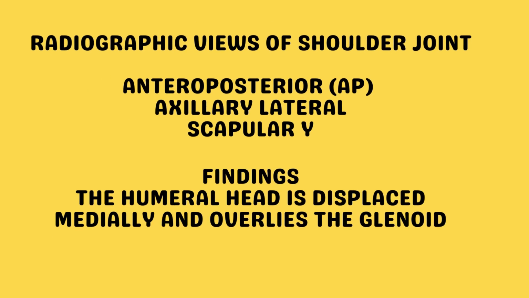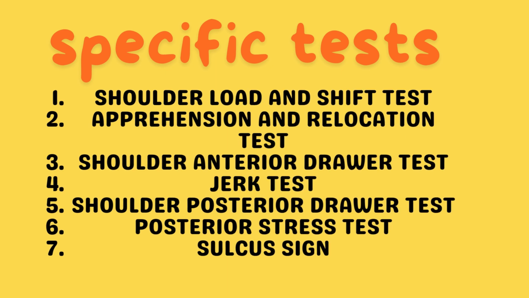So, for the evaluation of shoulder joint dislocation, clinical examination is important, and you can also order plain radiographs of the shoulder joint, and the views will be the anteroposterior, axillary lateral, and the scapular Y views. The finding on the radiograph will be that the humeral head is displaced medially and overlies the glenoid cavity. There are other specific tests used to examine shoulder dislocation, but in this video I will not go into the detail of these tests.